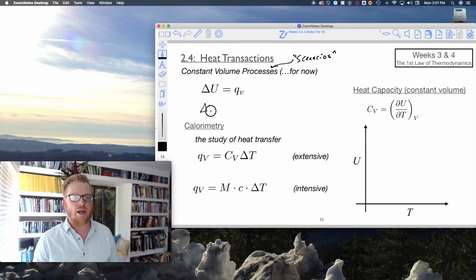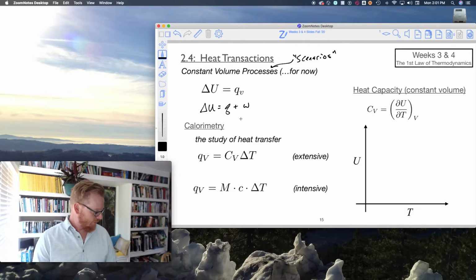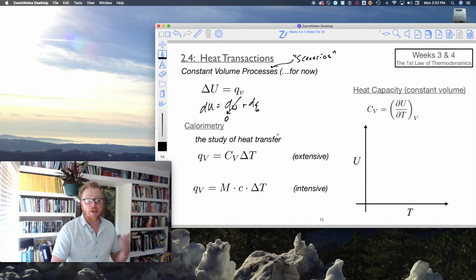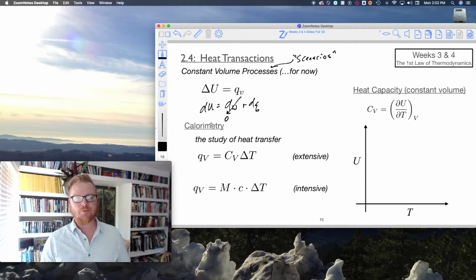It can be shown quite simply that the change in internal energy of a constant volume process is just Q, because for a constant volume process, let me write this for infinitesimally small changes: dU equals dW plus dQ. For all constant volume processes, work will equal 0. If there's no change in volume, there's been no work done. And so dU will equal dQ, or delta U will equal QV.